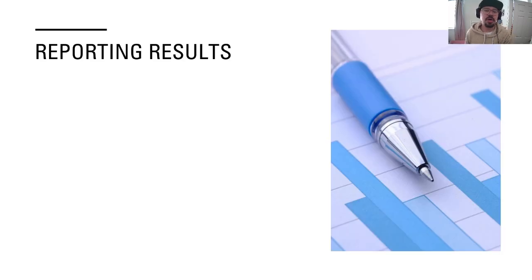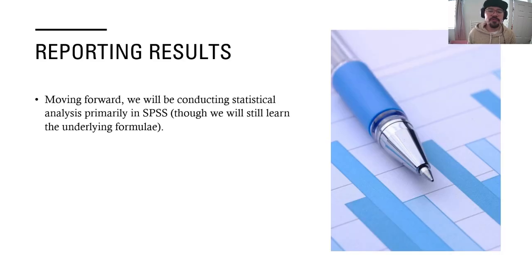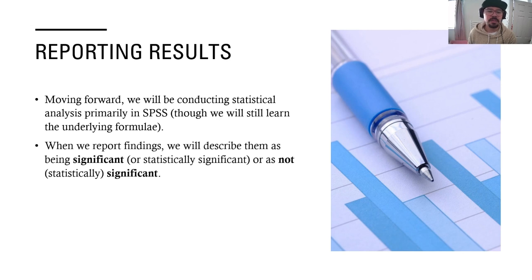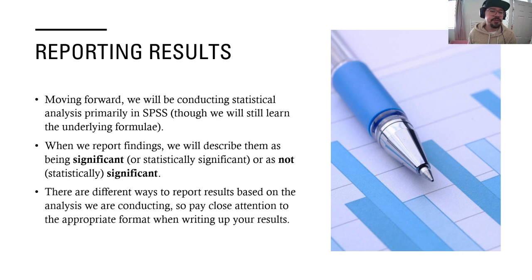And finally, just a note on reporting results. So moving forward, we'll be conducting statistical analysis primarily in SPSS, though we'll still learn the underlying formula. When we report findings, we are going to describe them as being significant or statistically significant, or as not statistically significant. There are different ways to report results based on the analysis we're conducting, so pay close attention to the appropriate format when writing up your results.